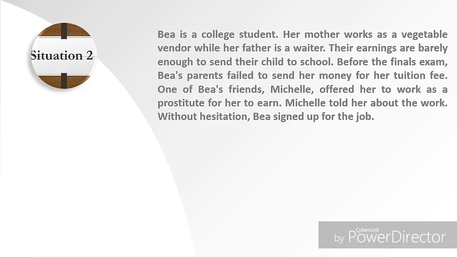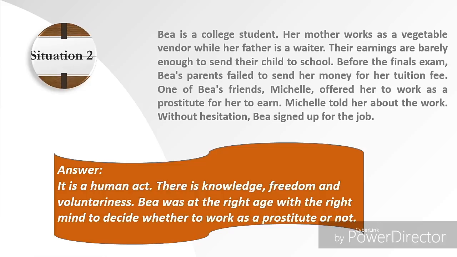Situation 2. Bea is a college student. Her mother works as a vegetable vendor while her father is a waiter. Their earnings are barely enough to send their child to school. Before the final exam, Bea's parents failed to send her money for her tuition fee. One of Bea's friends, Michelle, offered her to work as a prostitute to earn money. Michelle told her about the work. Without hesitation, Bea signed up for the job. Is this a human act or an act of man? It is a human act because there is knowledge, freedom, and voluntariness. Bea was at the right age with the right mind to decide.